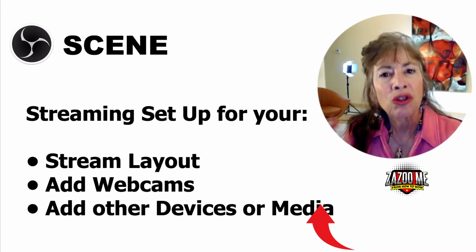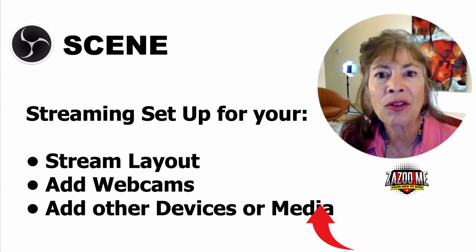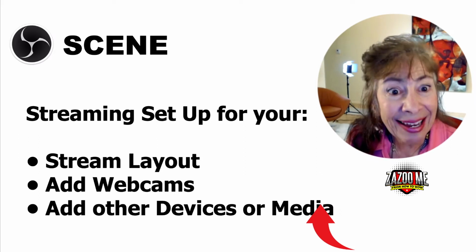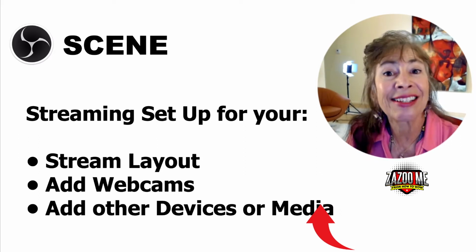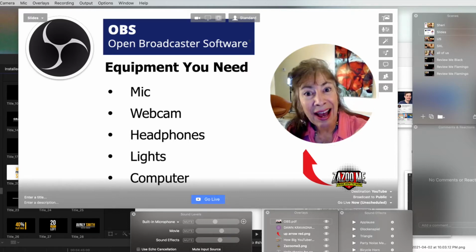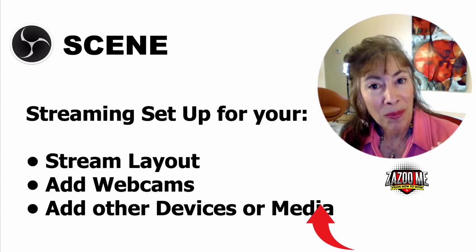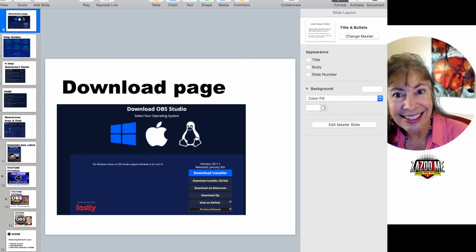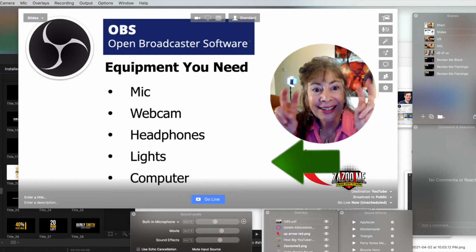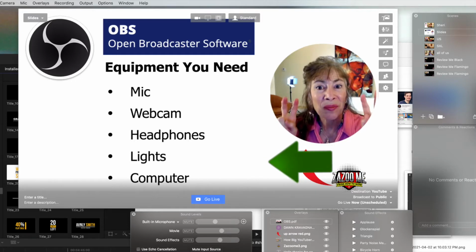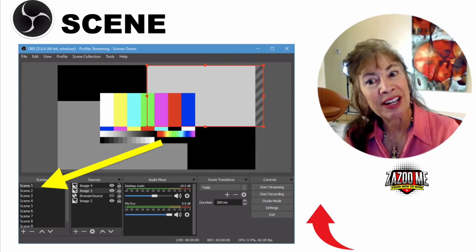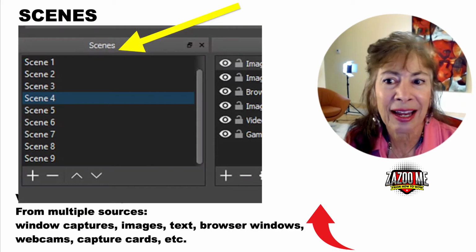A scene is your streaming setup for whatever layout you want for your webcams, to add in additional devices or media like I do with this PDF. So literally right now I am clicking through a PDF that I created from Keynote for Mac, right? So I created all my slides in Keynote, I exported them as a PDF, I brought that right onto my scene that I'm in right now, and this is my scene for PDFs, and then I'm able to click through them like I just did to show you each additional slide. This is what a scene looks like in OBS.